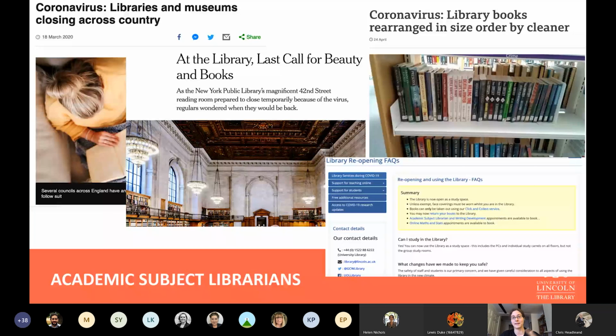And the ways libraries have featured in headlines or even in guidance about access really tend to emphasize that physical space of things. So if I could go on to the next slide.